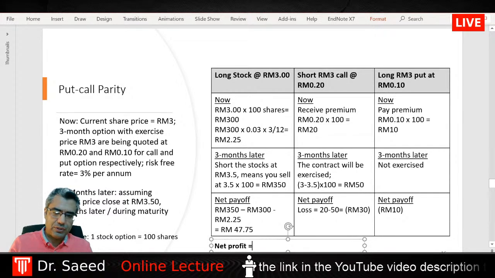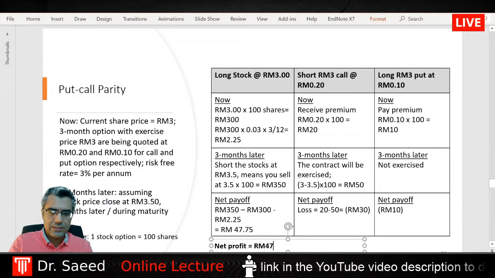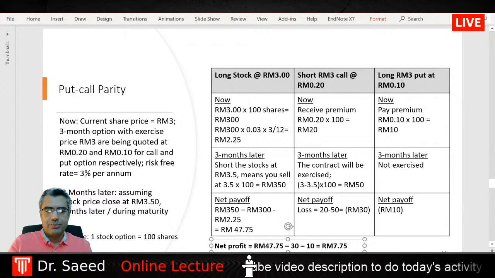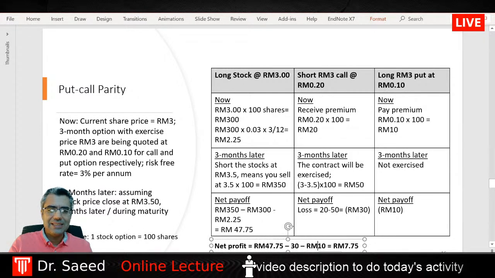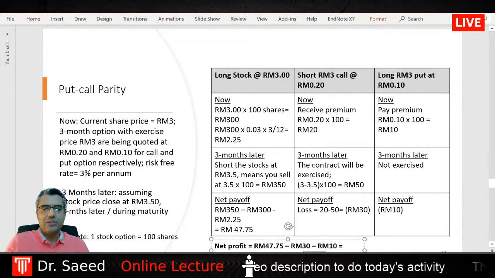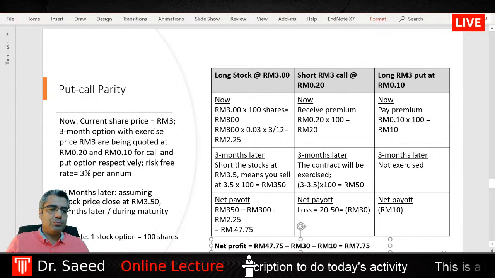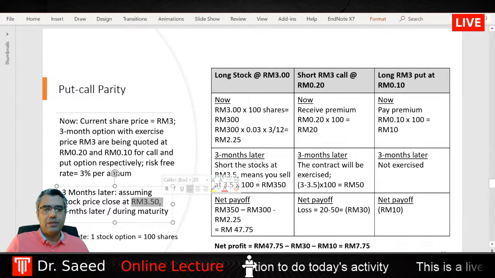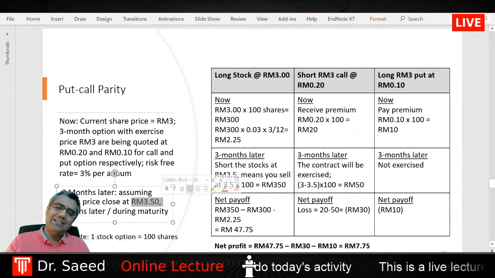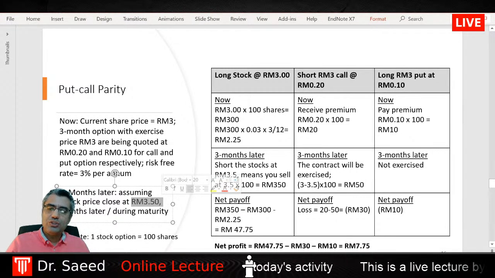Now, what's the net profit of these three? So it's 47.75 minus 30 ringgit minus 10 ringgit. And this means 7.75 ringgit profit. And this is independent from price changes. It doesn't matter what will be the price. So if the price was, instead of 3.5, was 4.5, 5.5, 2.5, 1.5, you will get the same profit. And this is the meaning of arbitrage, means riskless profit.